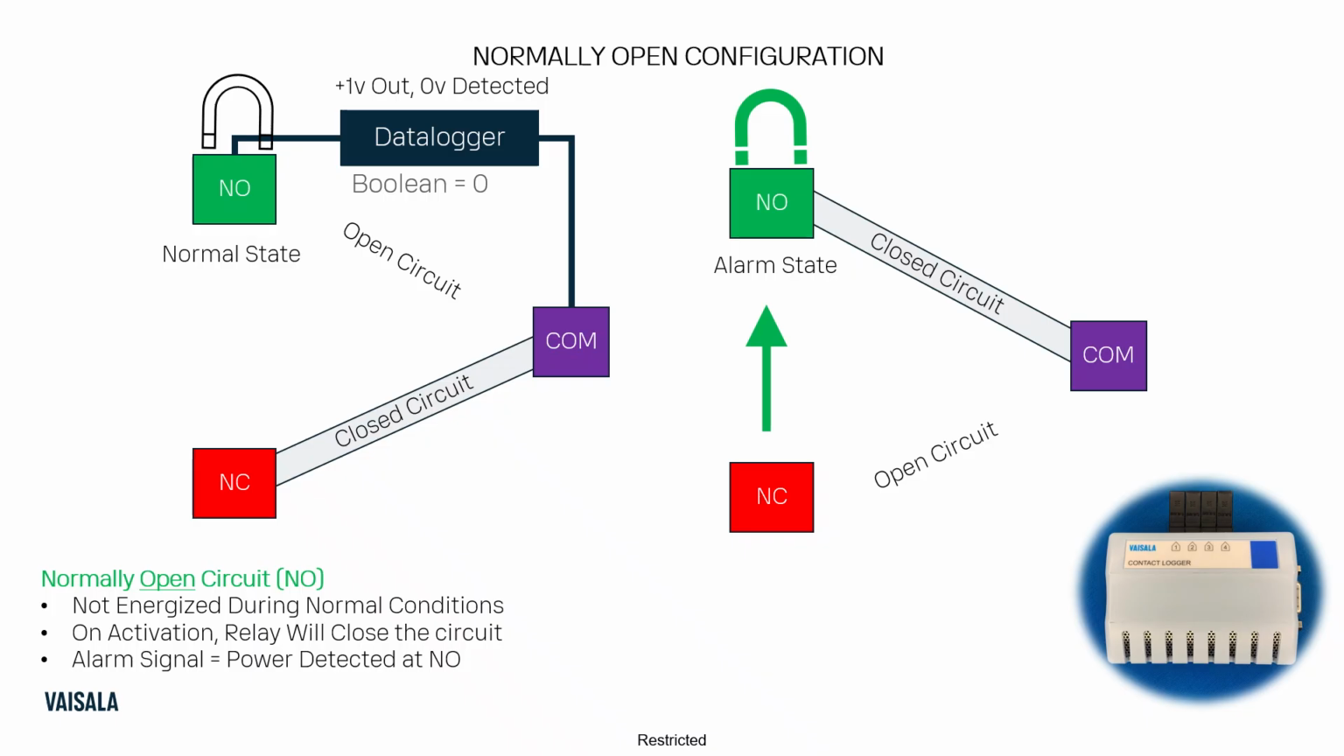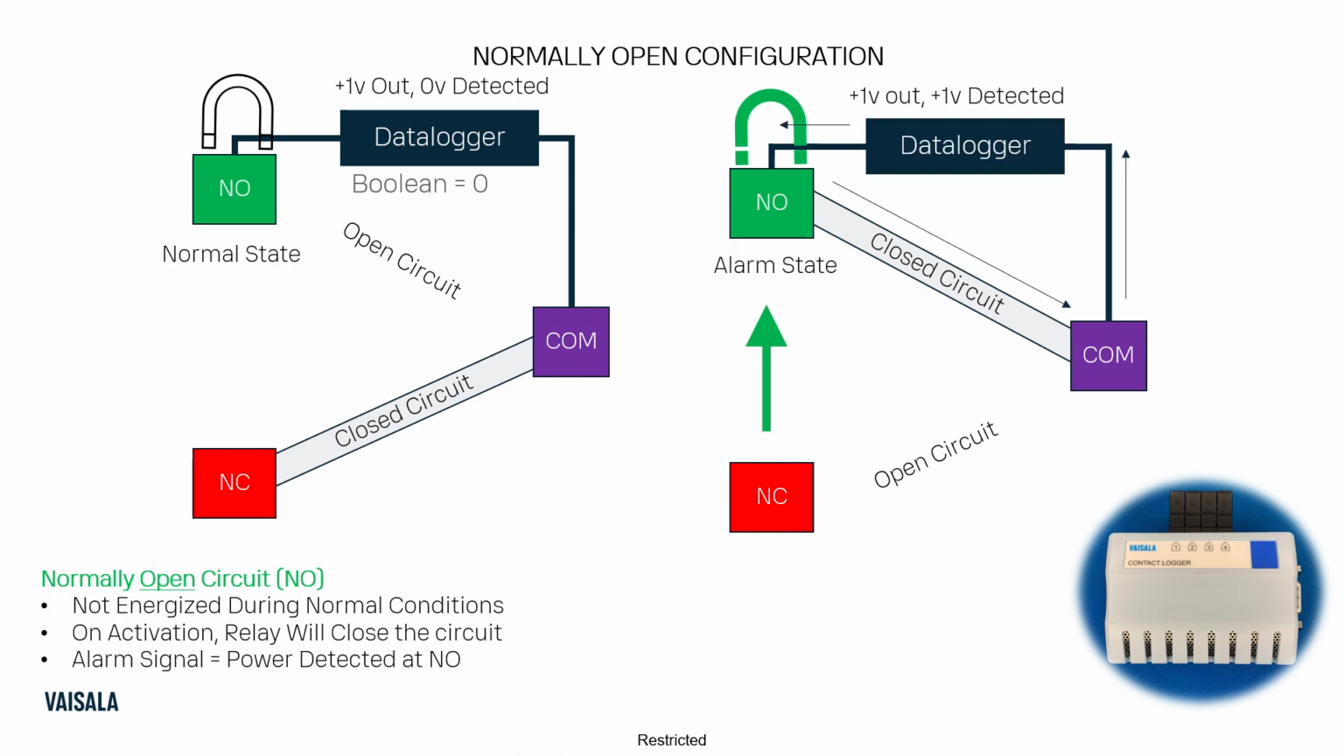Now you have the alarm state where you're energizing the electromagnet, and now the switch is attracted and connected between the COM and the normally open contact. Now in the case with the connected data logger, 1 volt out gives you 1 volt back. So you get 1 volt detected, and that's a Boolean of 1.